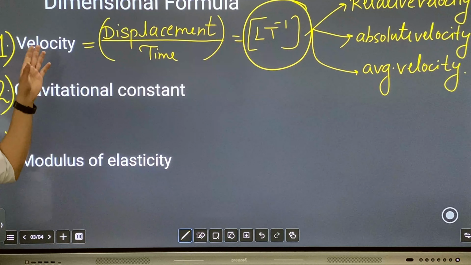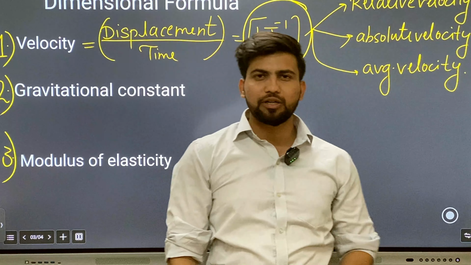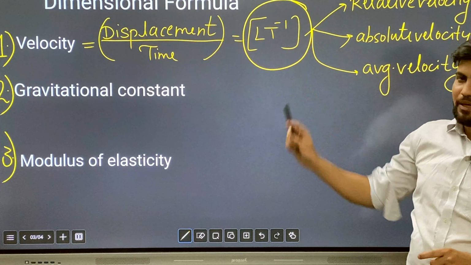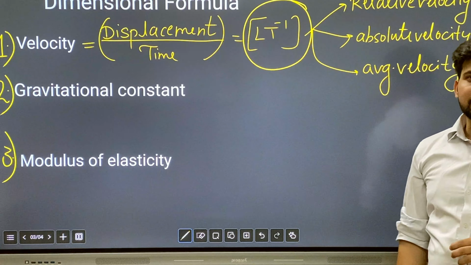It means the dimensional formula is independent of the nature of the physical quantity. It only depends upon the characteristics of the quantity. Velocity is equal to displacement upon time. This one is the general formula. So the dimensional formula will always remain LT minus 1.